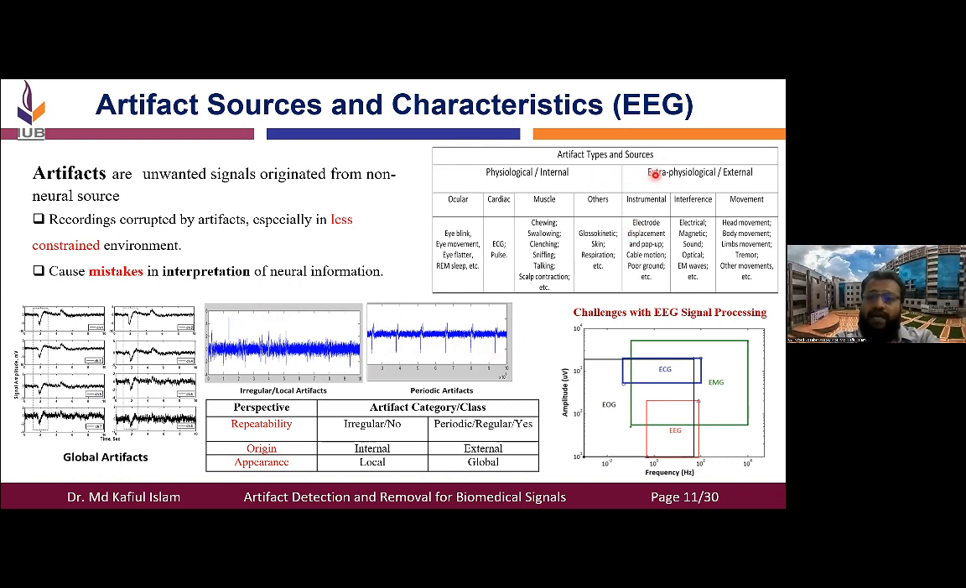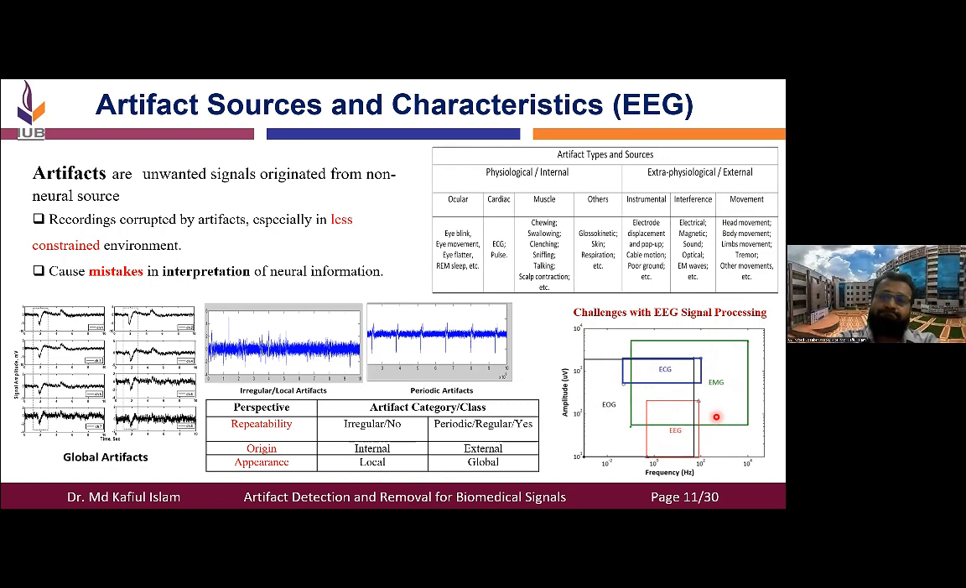So the artifact types and sources can eventually be divided into two different types. One is the physiological or internal source, and another is the extra-physiological or external source. External source refers to instrumental, because of the recording electronics, because of the environment, or because of the movement of the subject. So the challenge with EEG signal processing, as you can see here, is that EEG has the lowest amplitude among all EOG, ECG, and EMG, among all the other types of biomedical signals. So that is very, very noisy.